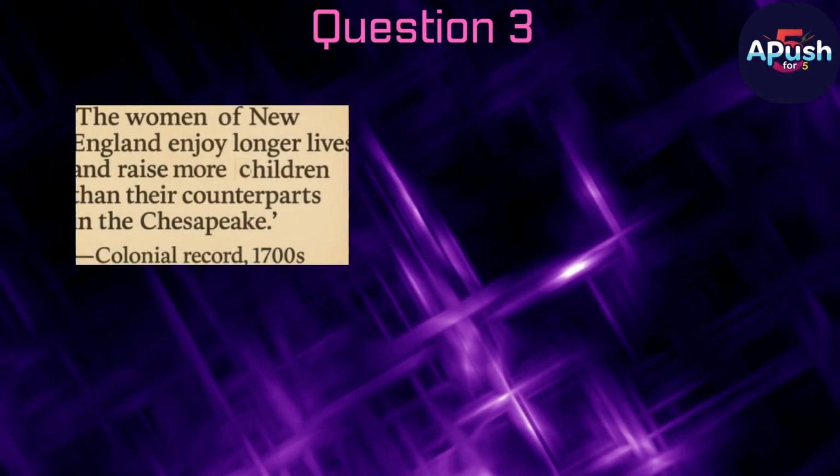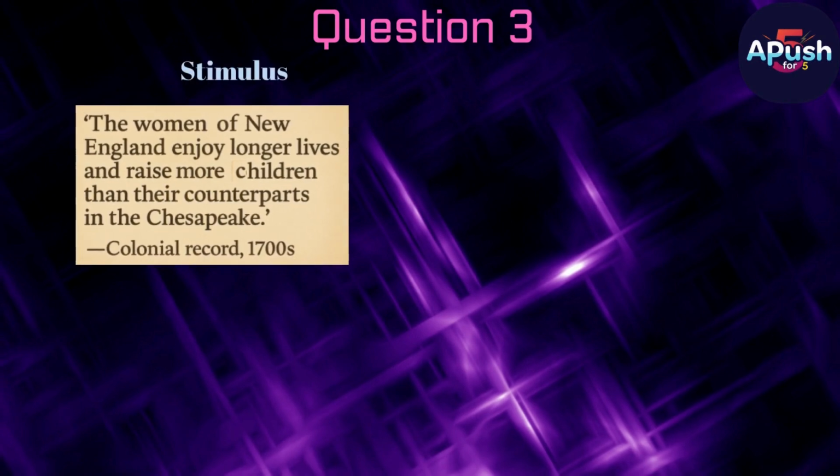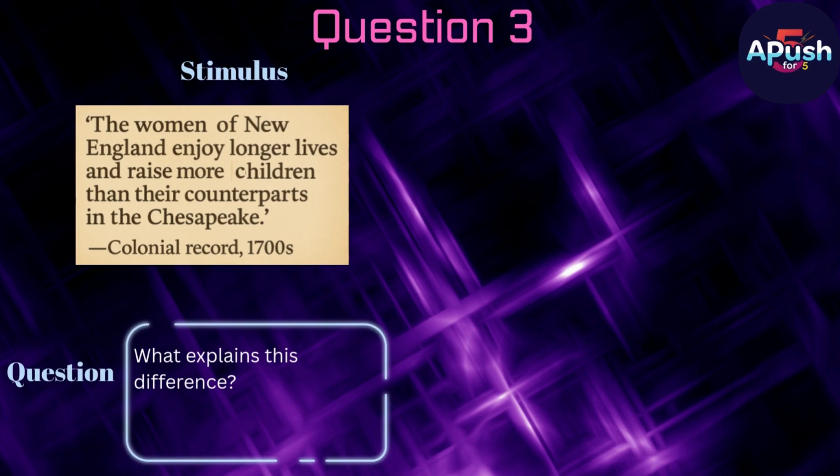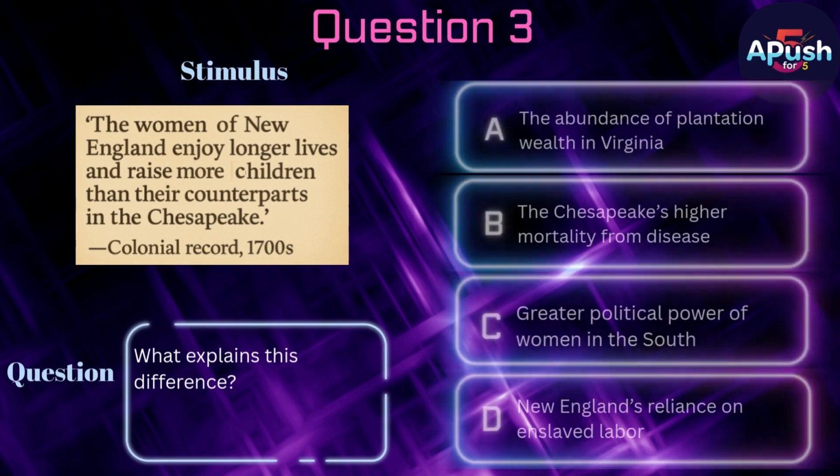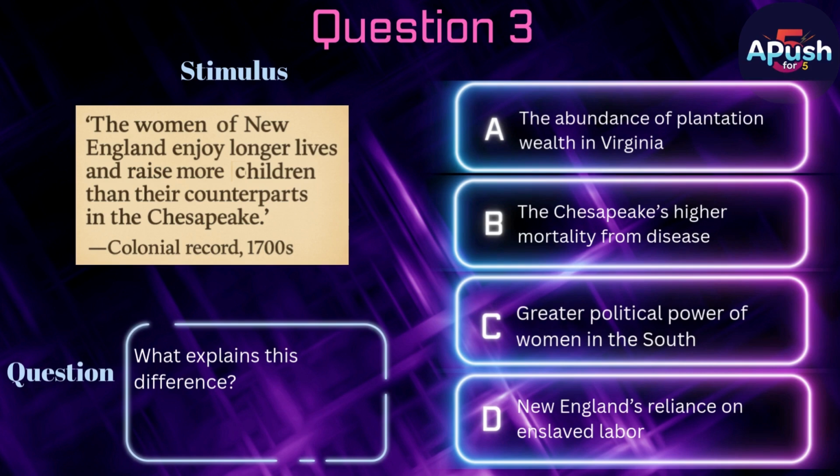Question 3. Stimulus. See the image. Question. What explains this difference? A. The abundance of plantation wealth in Virginia. B. The Chesapeake's higher mortality from disease. C. Greater political power of women in the South. D. New England's reliance on enslaved labor.